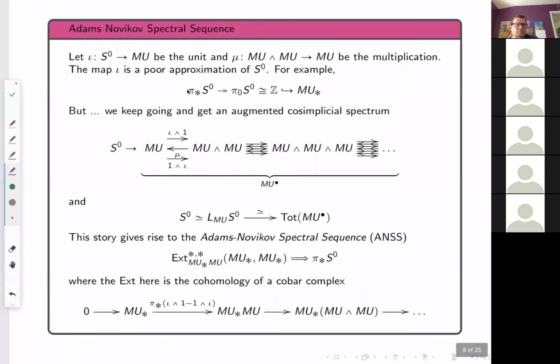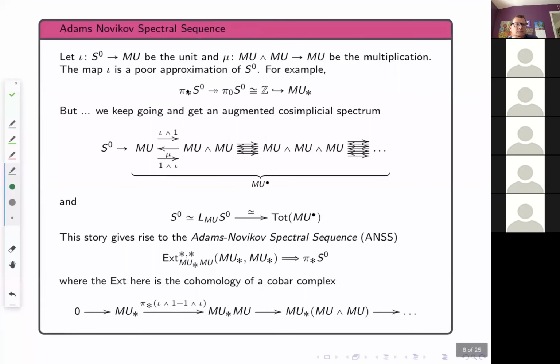One of the key tools, so there are various tools, but one of the key tools is the Adams-Novikov spectral sequence. Let me try to explain what this is, or at least motivate it. Remember that MU is a ring spectrum, so it has a unit and it has a multiplication. This map iota right here is not a very good approximation of S.